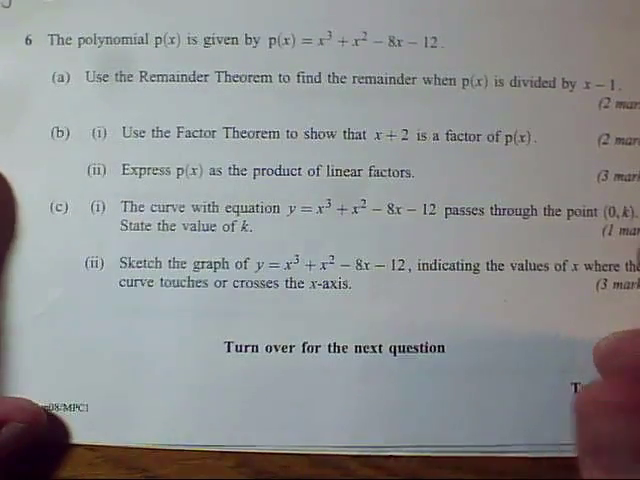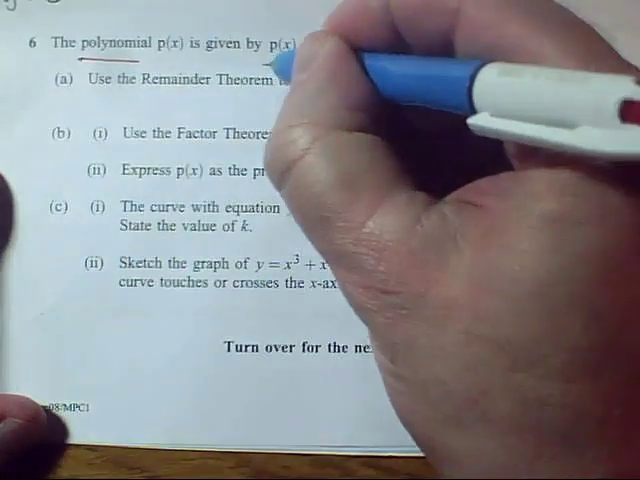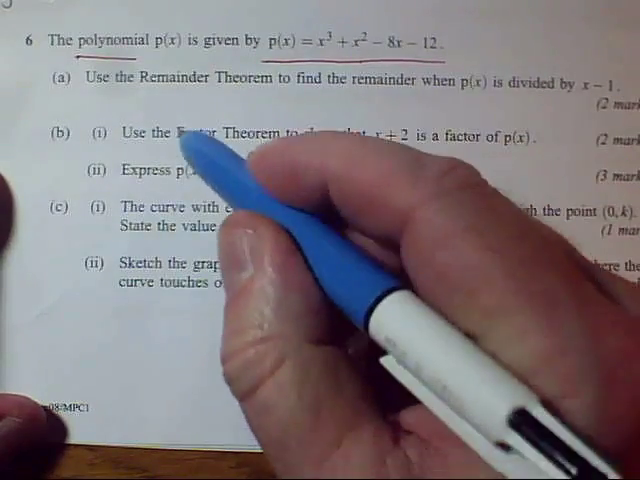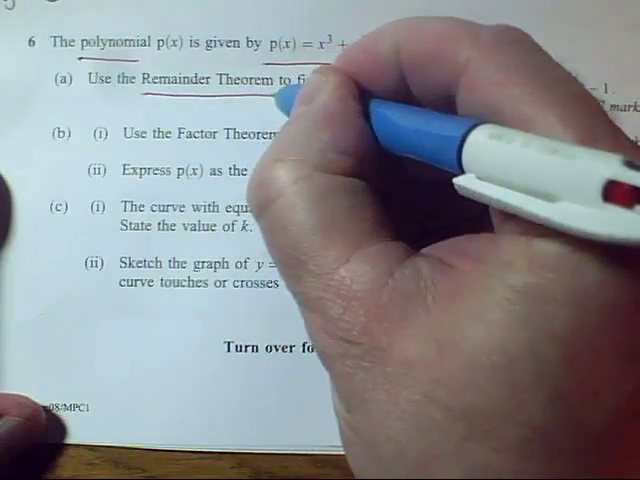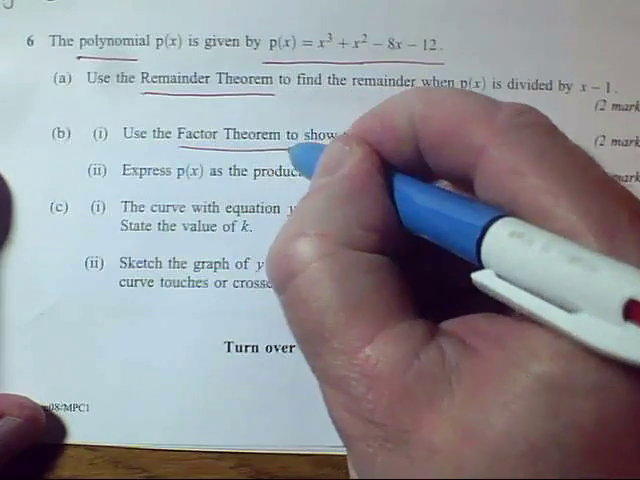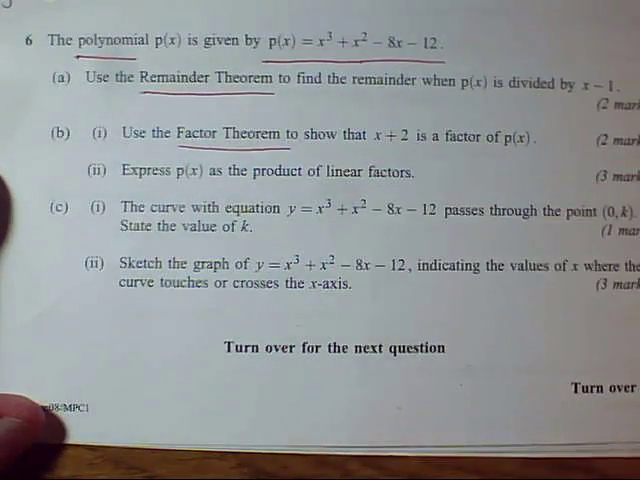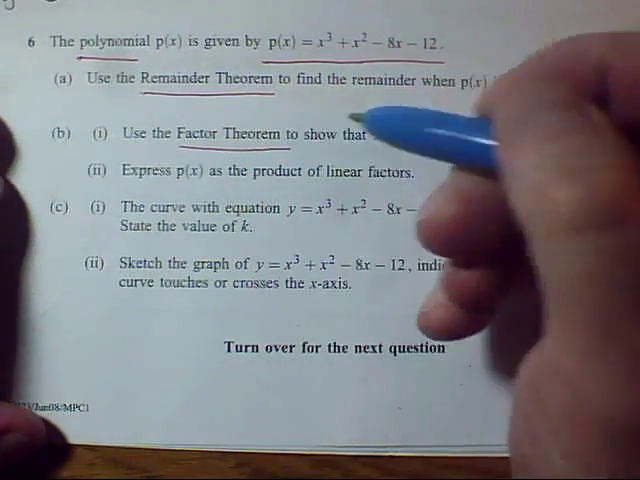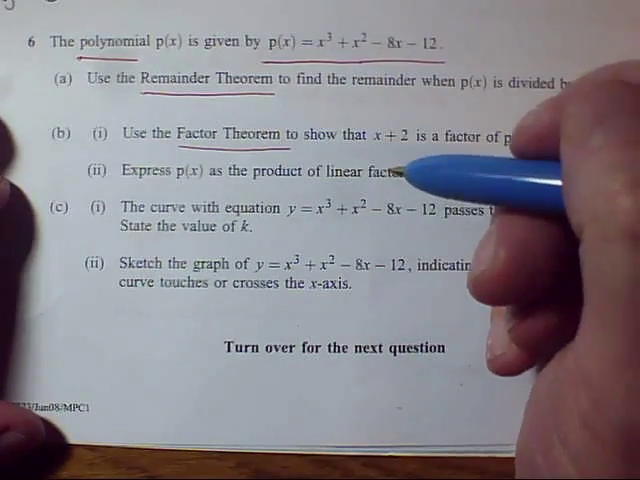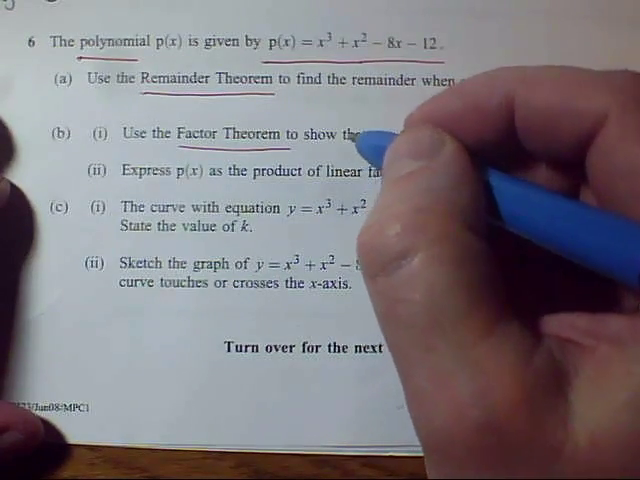Okay, in question 6 we've got a question about a polynomial. Here it is. In part A we've got the remainder theorem, and in part B we've got the factor theorem. Now these are trigger phrases. They mean that we're not going to be using the grid method, not yet. The remainder theorem and the factor theorem are both variants on what you may have heard me call in class the magic X method.